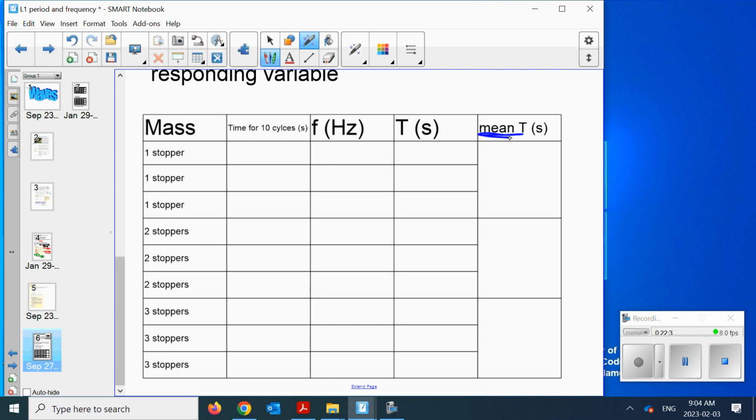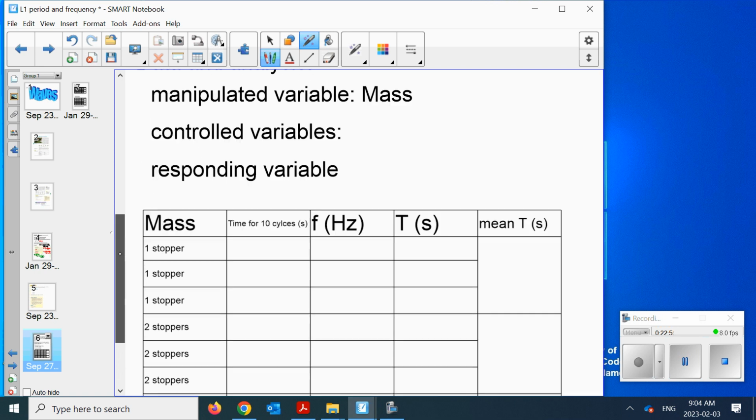Now, in math, what does mean mean? Average. It's the type of average where you add three up and divide by three. Is it mean, median, and mode? Right? We're using that. You're going to do it for those. Then you're going to add a stop.